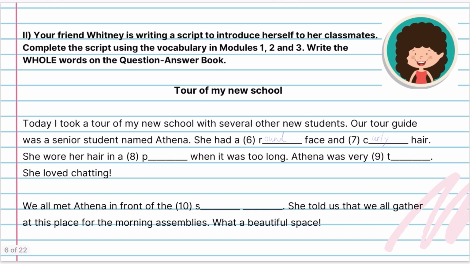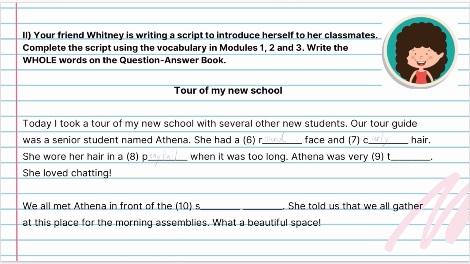And the third blank, she wore her hair in something that starts with P. Okay, it describes the way she ties her long hair. And the letter starts with P. So, boys and girls, what do you call it when you gather your long hair in a certain style? Yes, the word is ponytail.